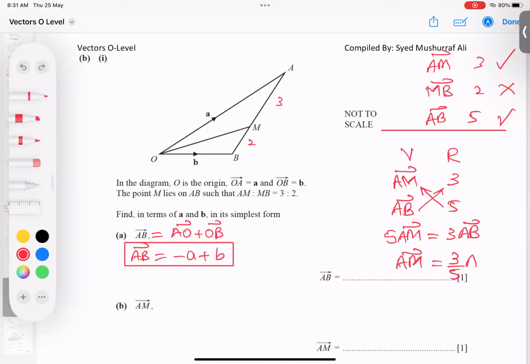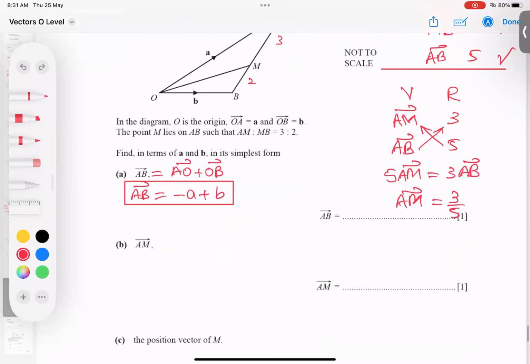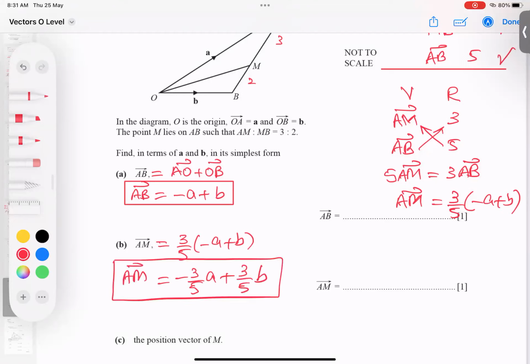And the AB value I can plug in from here. So Alhamdulillah Rabbil Alameen, I can say it is negative a plus b. So the final answer, I'm writing it now here. AM vector is equal to 3 by 5 times negative a plus b, or expand the bracket. When you expand the bracket, negative comes from here, 3 by 5 a and 3 by 5 b. So Alhamdulillah Rabbil Alameen, and I believe it's also clear.